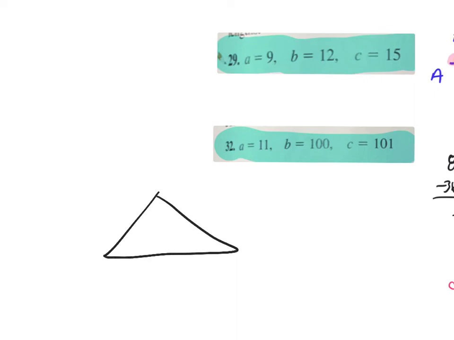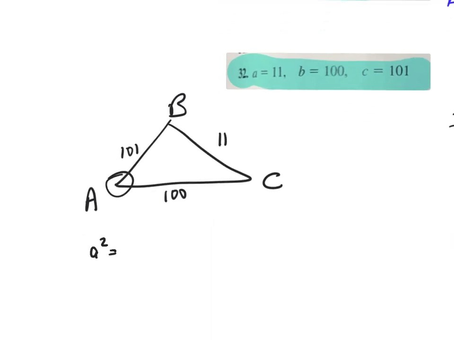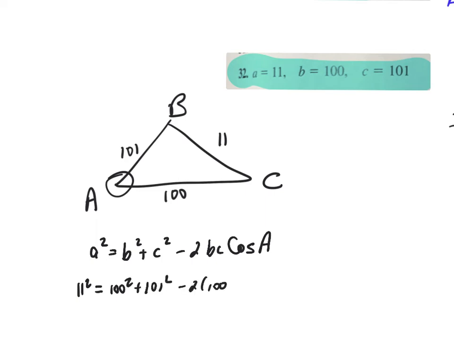I have my triangle. Angle A, angle B, angle C. So side A is across from angle A, it's 11. Side B is across from angle B, it's 100. And side C is across from angle C, it's 101. So let's try and find angle A. I have A squared equals B squared plus C squared minus 2 times B times C times the cosine of A. A squared would be 11 squared equals 100 squared plus 101 squared minus 2 times 100 times 101 times the cosine of A.